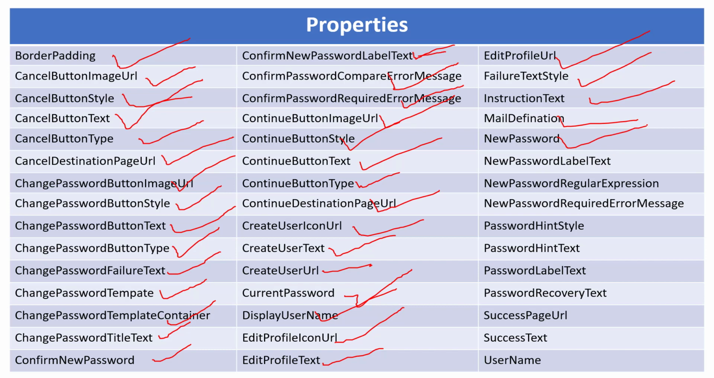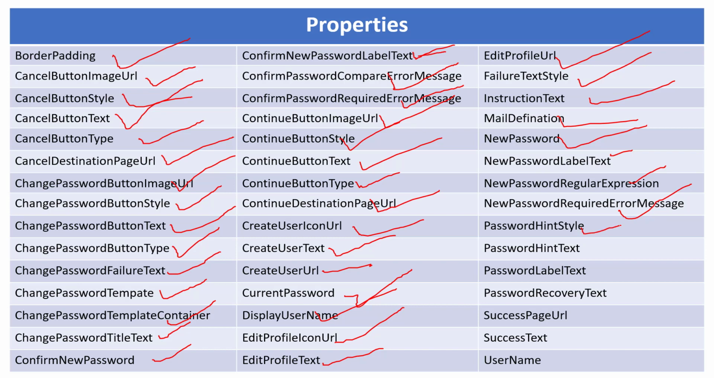Next is new password. It is used to retrieve the new password entered by the user. New password label text. It is used to retrieve or specify the label text for the new password text box. Next is new password regular expression. It is used to retrieve or specify the regular expression that is used to validate the password provided by the user. Next is new password required error message. It is used to retrieve or specify the error message that is displayed when the user leaves the new password text box empty.